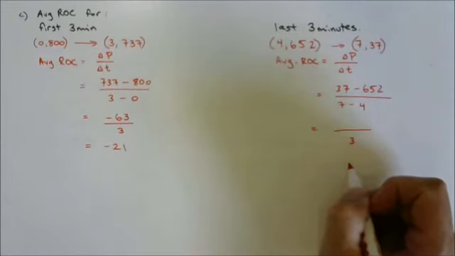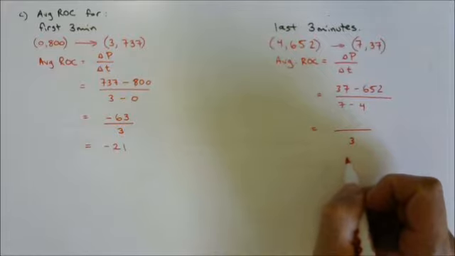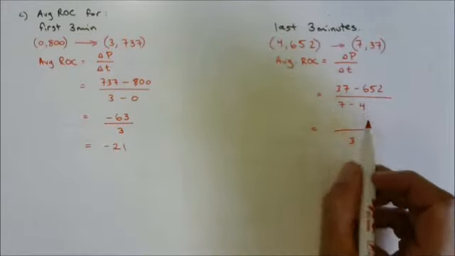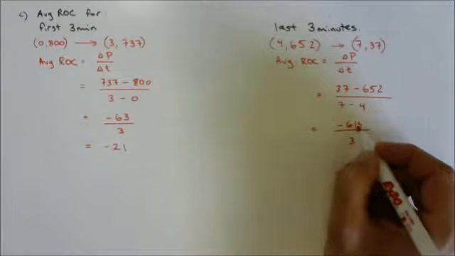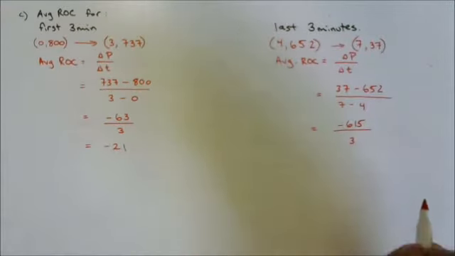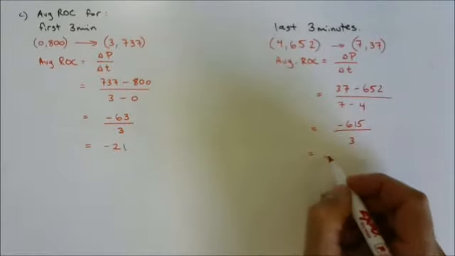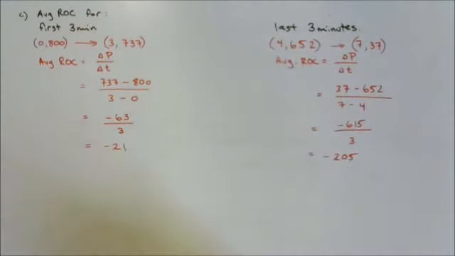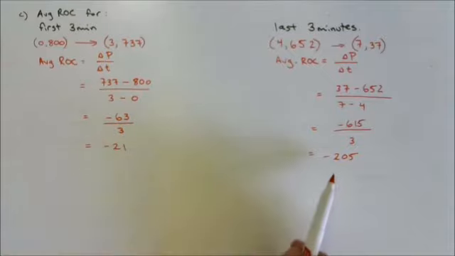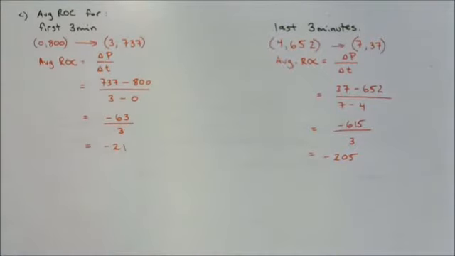It's still 3 minutes. And the numerator, 37 minus 652, negative 615. You can divide that by 3. You end up with negative 205. So at the end, it's decreasing much more rapidly at an average of 205 bacteria per minute over the last 3 minutes.